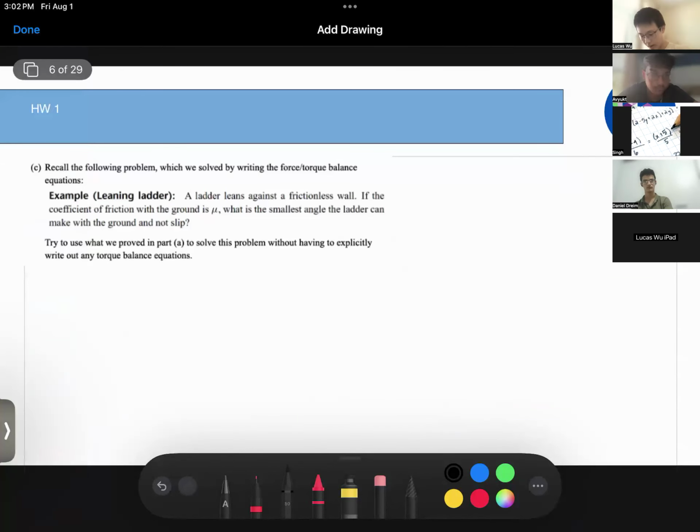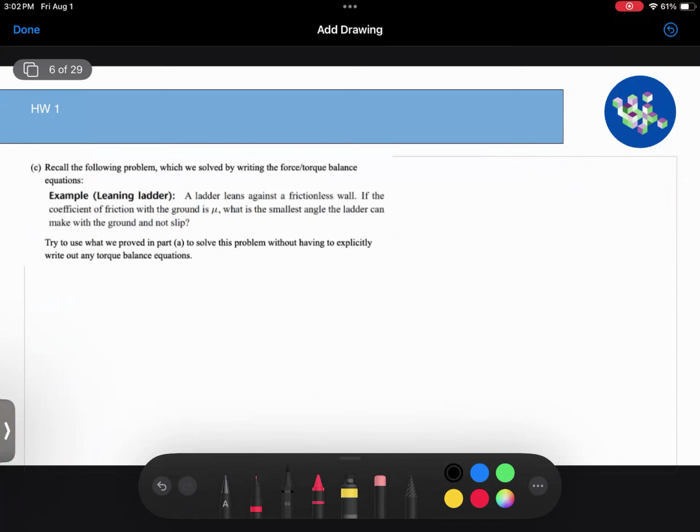All right. Recall the following problem which we solved by writing force and torque balance equations. We solved this one last class, but we want to solve it using the idea we just proved. A ladder leans against a frictionless wall. The coefficient of friction with the ground is mu. What's the smallest angle the ladder can make with the ground and not slip? We want to use what we proved in part A to solve this problem without having to explicitly write out any torque balance equations.